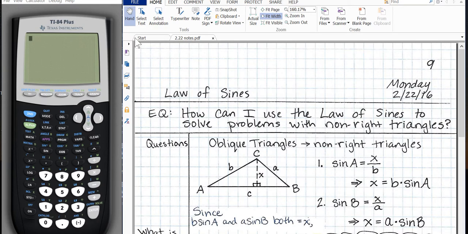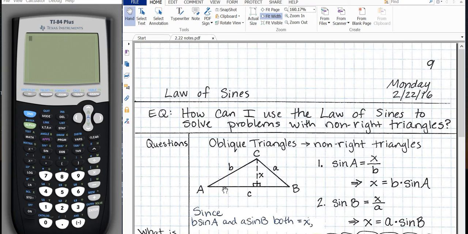So they actually have a special name. They're called oblique triangles. So oblique triangles are just non-right triangles. And I've sketched out one here on our notes today and labeled each of the vertices A, B, and C.